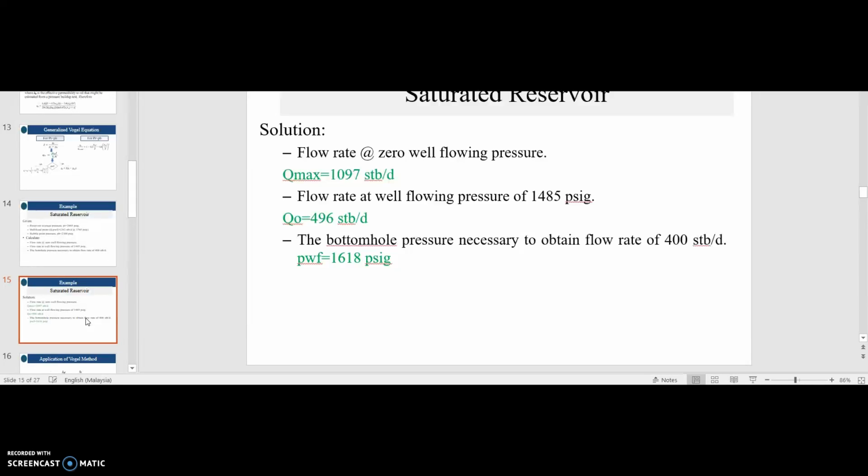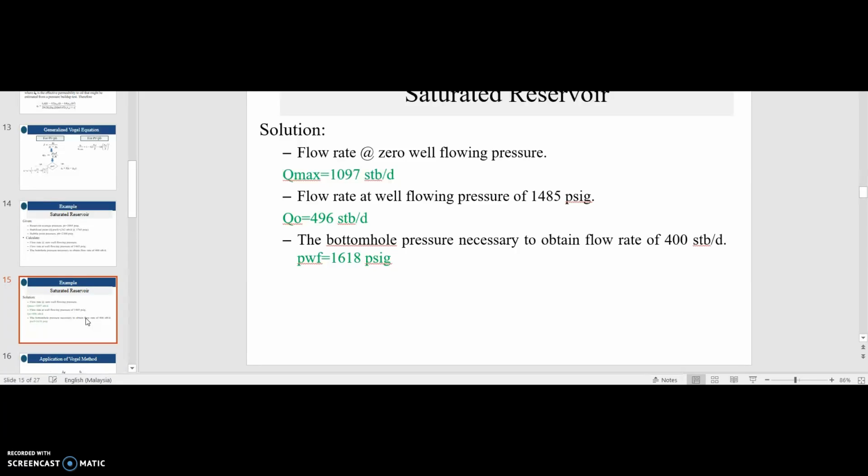Here are the answers. In the last lectures, we have shown how to calculate using the Vogel equation. It is just direct substitution in the equation. We first substitute the test point, the flow rate versus PWF, and to get the maximum flow rate, we got a maximum flow rate of 1097 stock tank barrel per day. Then we use this flow rate and introduce it into the Vogel equation. Then we will get an equation with two unknowns, PWF and flow rate.